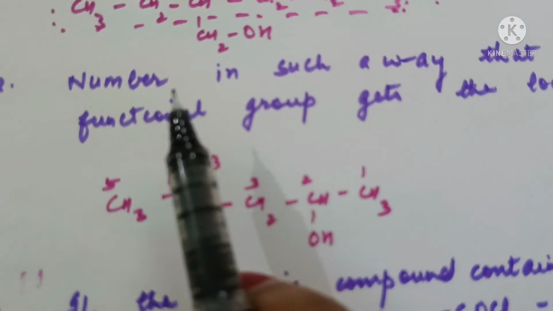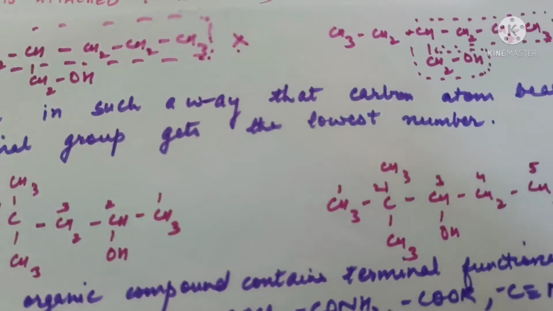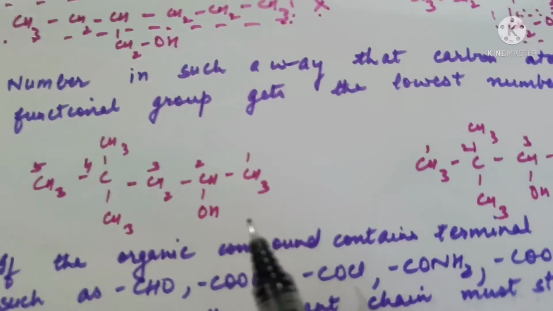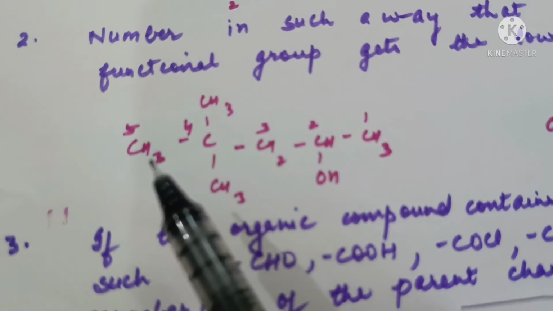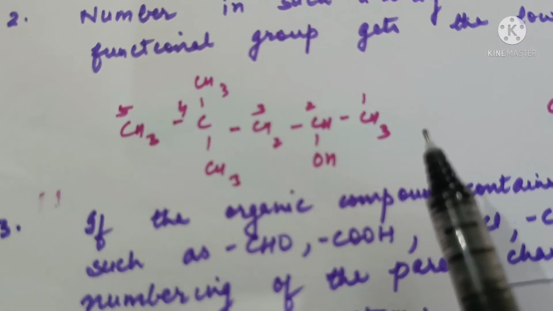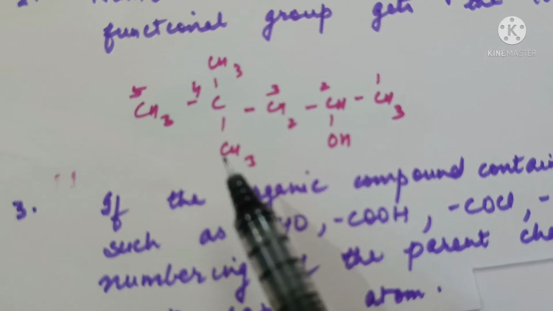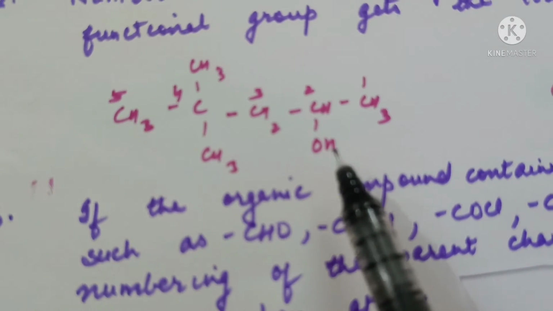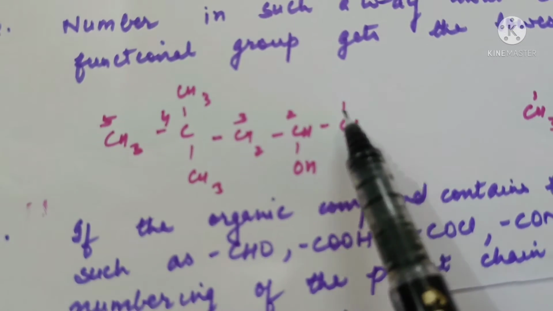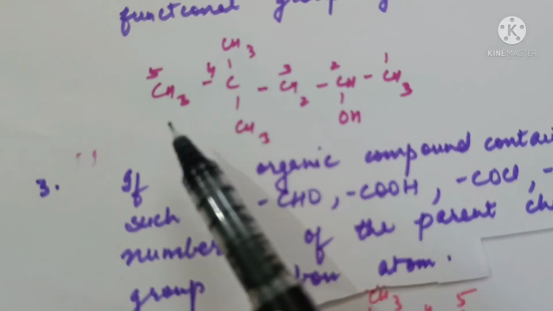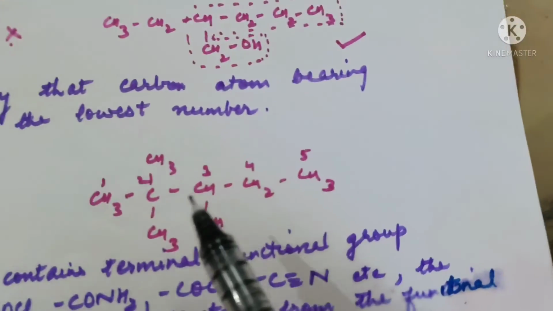Next rule, we number in such a way that the carbon atom bearing the functional group gets the lowest number. So if this is a chain of 5 carbon atoms, even though 2 substituents are present over here, but because functional group is here, we start numbering from this end, and the name will be 4,4-dimethyl pentan-2-ol.